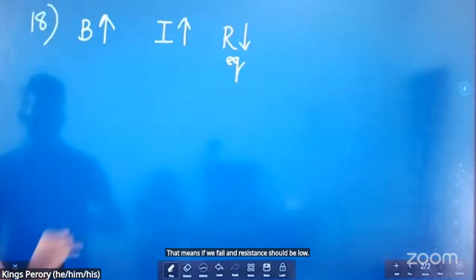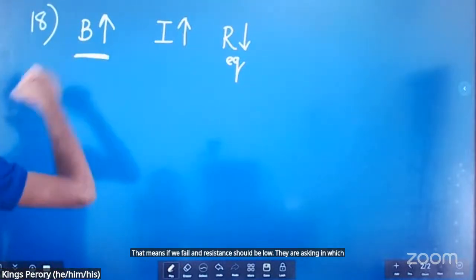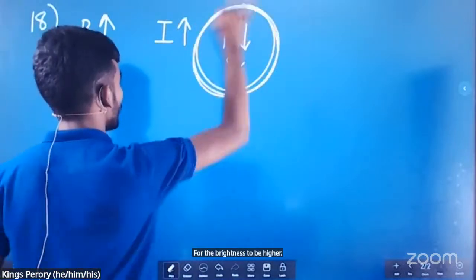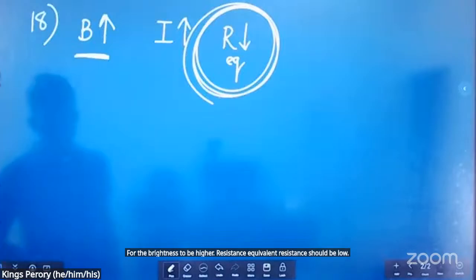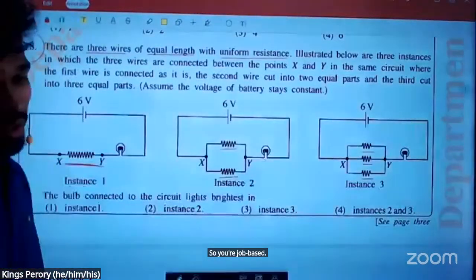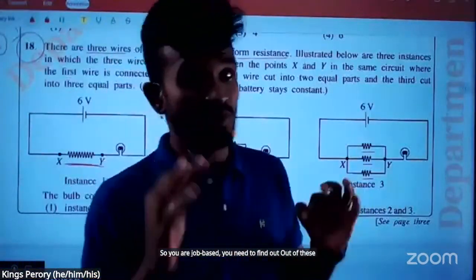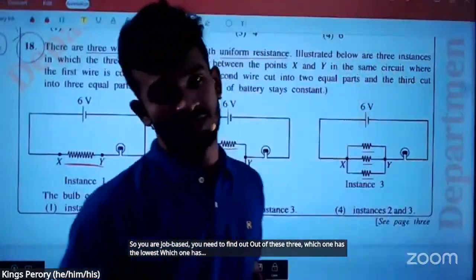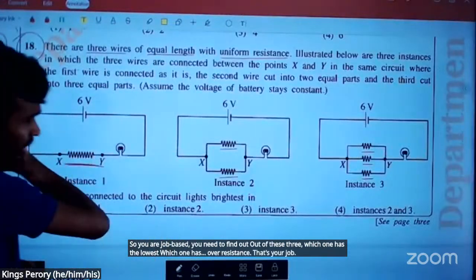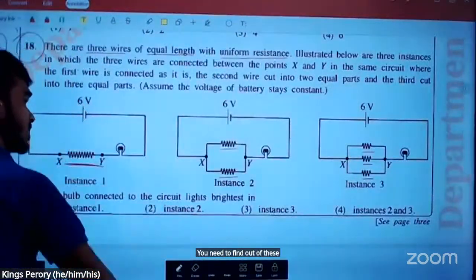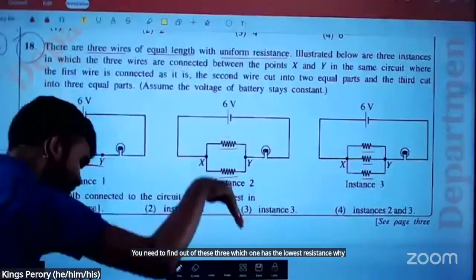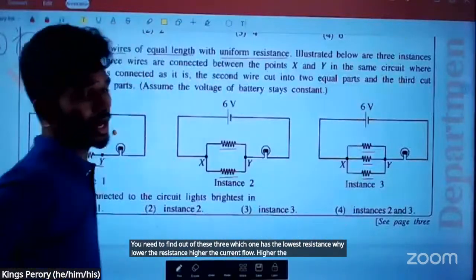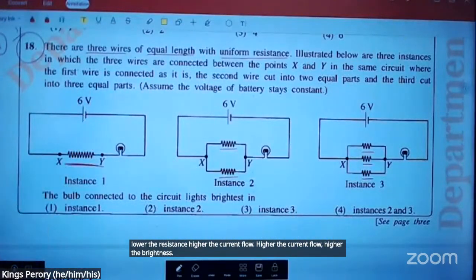They are asking in which instance the brightness of the bulb is highest. For the brightness to be highest, the equivalent resistance should be low. So your job is to find out which of these three has the lowest resistance. Why? Lower the resistance, higher the current flow; higher the current flow, higher the brightness.